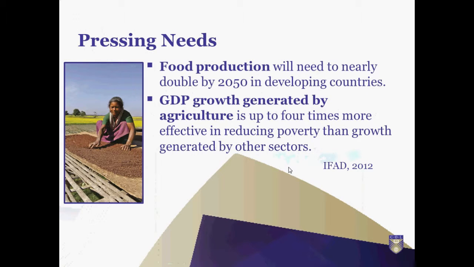As IFAD states, the food production needs to be doubled by 2050 in developing countries to assure food security. Equally important is the fact that GDP growth generated by agriculture is up to 4 times more effective in reducing poverty than growth generated by other sectors. So how do we achieve these objectives, and what role does education have to play?